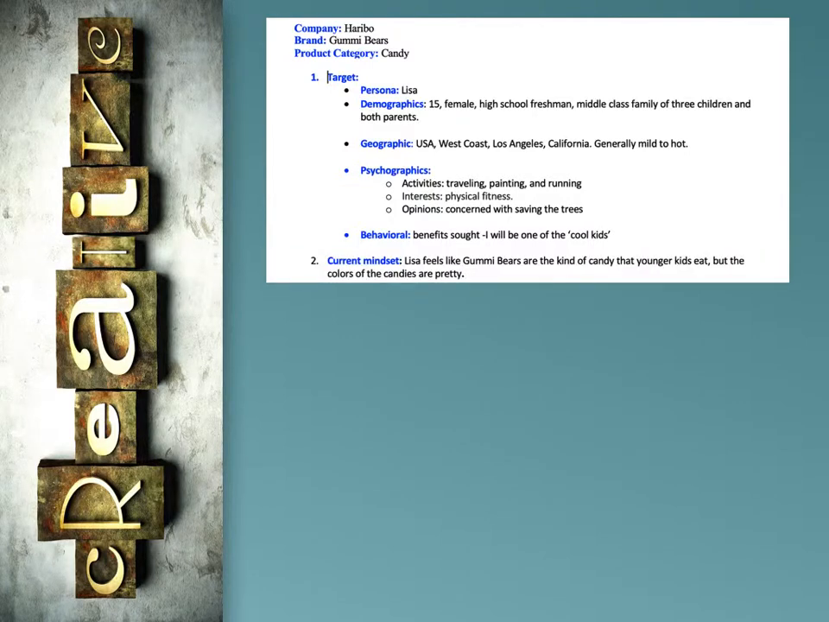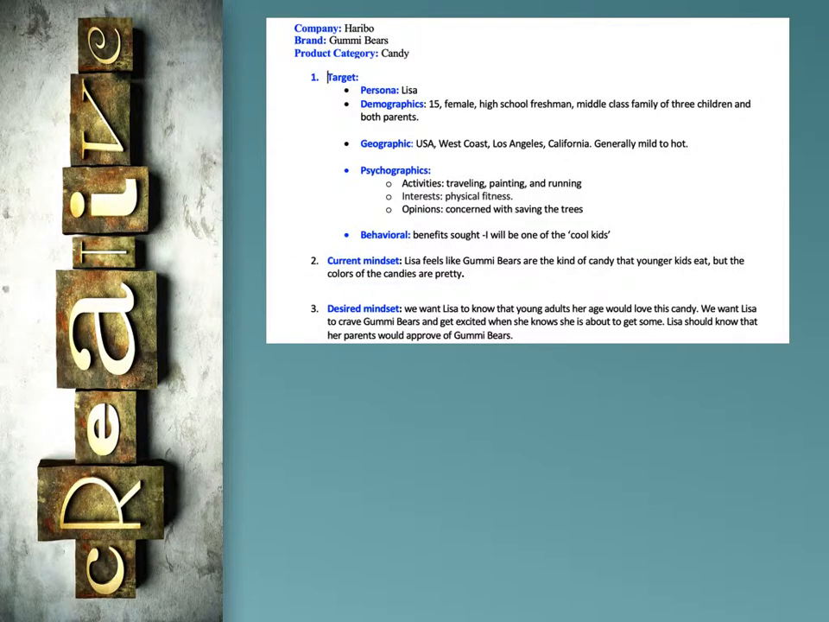Okay, part 2 of the creative brief is your current mindset. So this is, how does Lisa currently feel about your brand, which is Gummy Bears? So it says, Lisa feels like gummy bears are the kind of candy that younger kids eat, but the colors of the candies are pretty. So she doesn't want to be with the little kids, but she really likes the colors of the gummy bears.